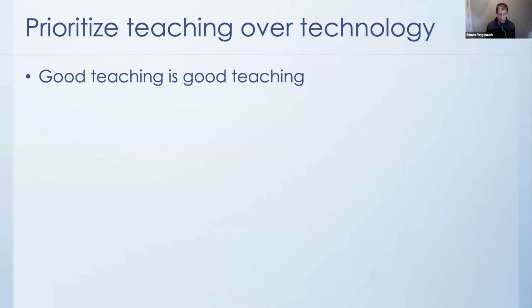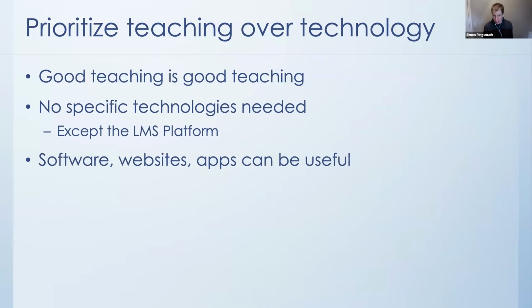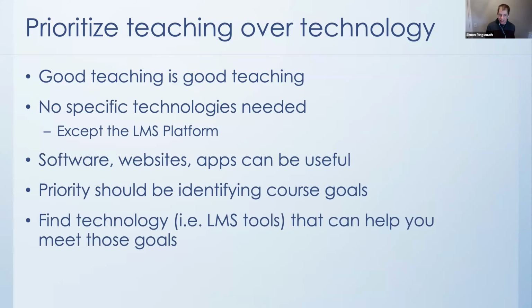Technology is important, but your main focus should be on learning and course goals, not on using a specific piece of software or technology. There's no specific technologies needed except the LMS platform. If you use Moodle or Canvas or Blackboard, that is the one technology that is important that everyone uses, simply because that's how you deliver your instruction. Software, websites, and other things can be useful, but the priority should be on identifying course goals and then finding technology that can help you meet those goals.